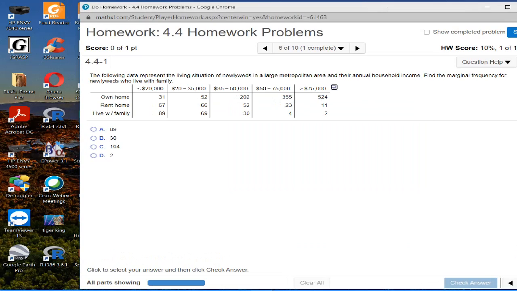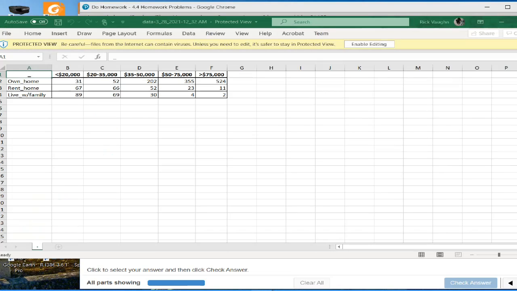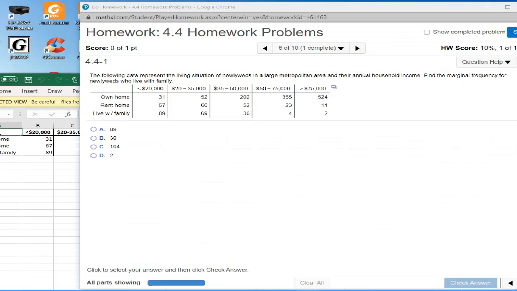In this case, they want the marginal frequency for newlyweds who live with family. So I'm going to look at the live with family and then the marginal frequency. So what I need to do is take this live with family and figure out what the total is and then divide by the total. Okay.